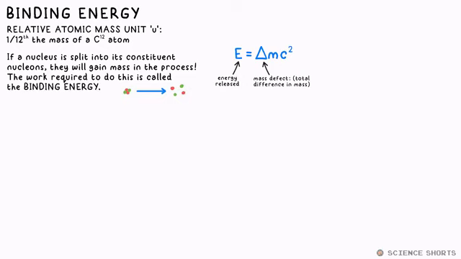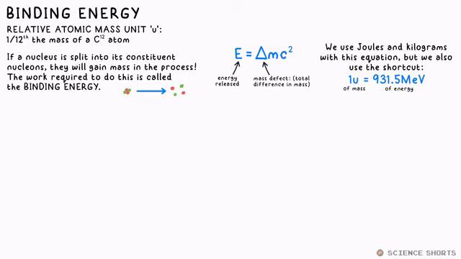Of course, E equals mc squared involves joules and kilograms, which means you'd have to convert the mass from U first. But here's the shortcut. 1 U of mass converted into energy gives you 931.5 mega electron volts. This will be in your formula sheet. It's a much nicer conversion factor to work with.